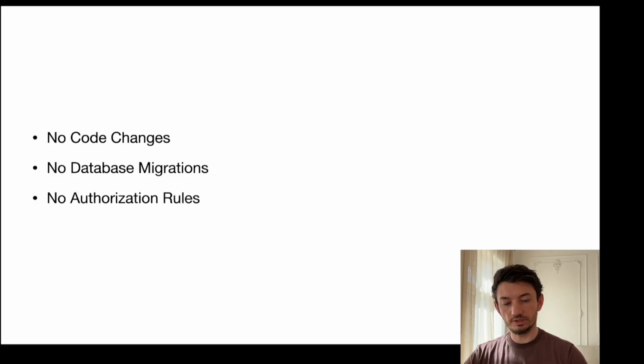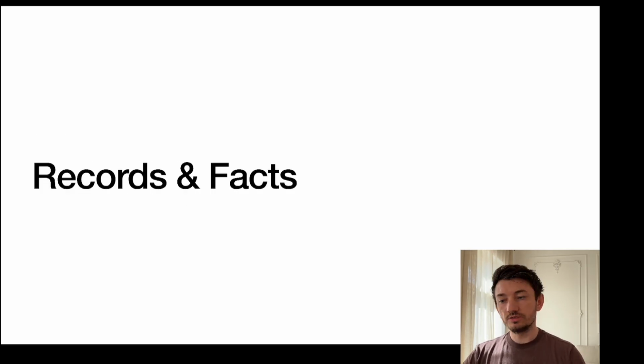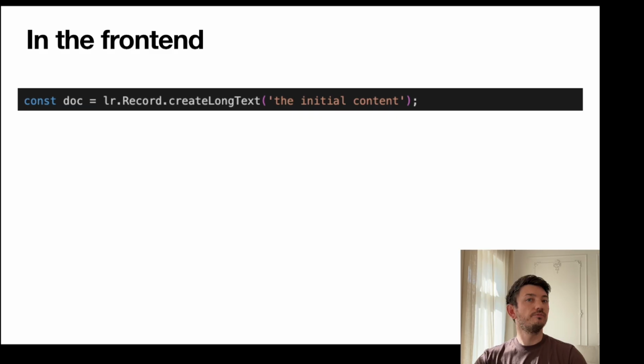Now, how does that work? To make that possible, Linkedrecords uses two basic concepts. The concepts are called records and facts. Let's first have a look at what records are. So records are basically data records.